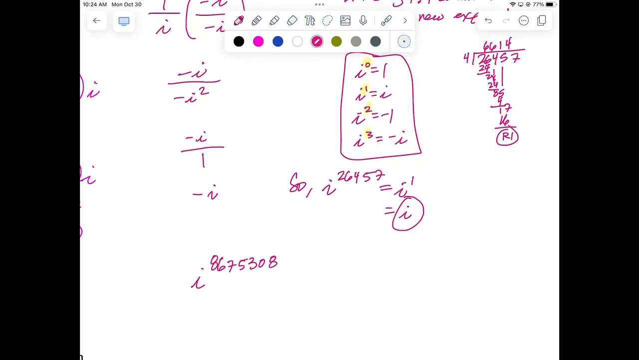You definitely don't want to get the chart going here. You look for the remainder when you divide by 4, and the remainder is the new exponent.